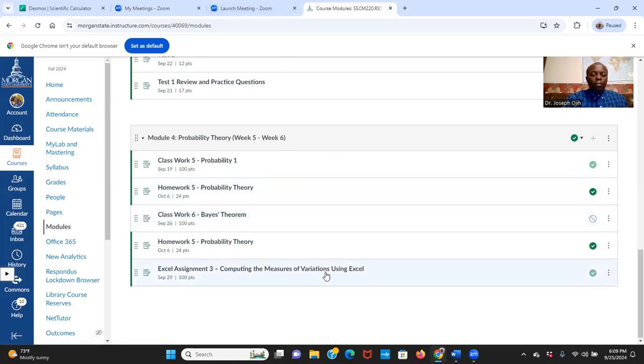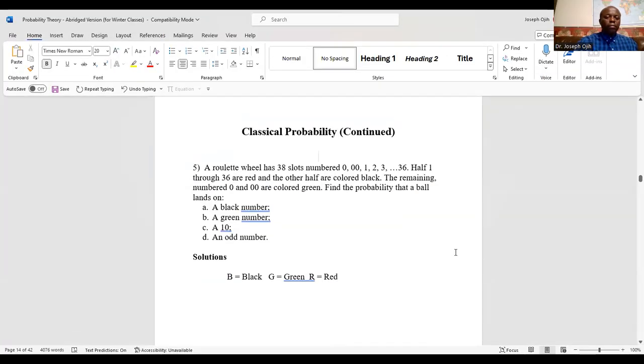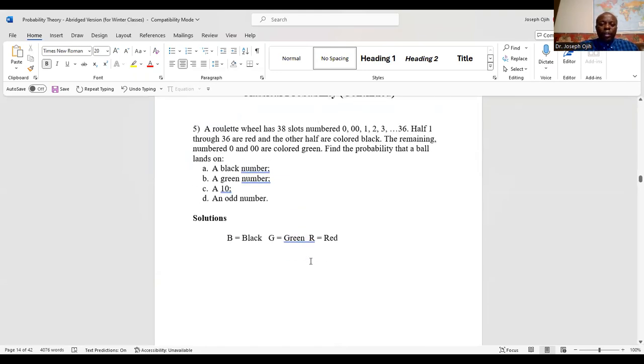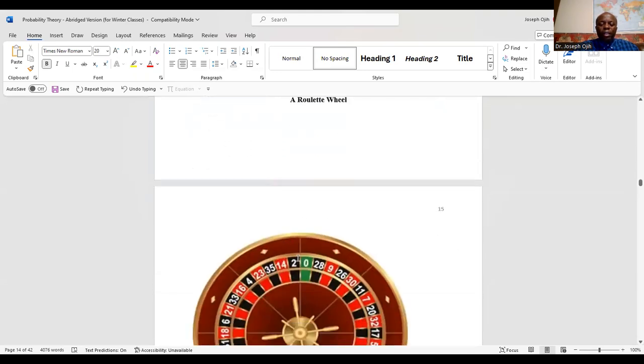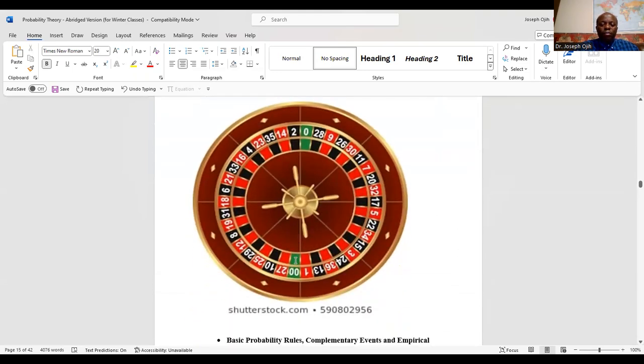So let's begin. Tonight, we continue from where we stopped last week, which is classical probability. Remember, classical probability is where you calculate the probability of an event using the sample space, based on the event and the sample space. That's the goal. So with the example from last week, now let's continue with another example, roulette. I'm sure you guys know what a roulette is. This is how it looks. It's a game that is played at a casino.